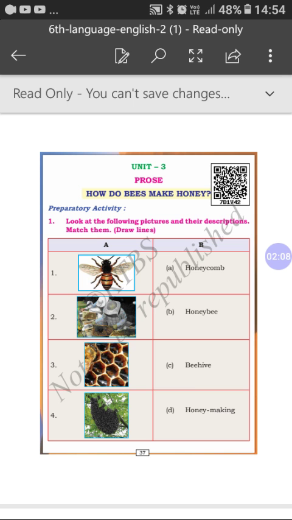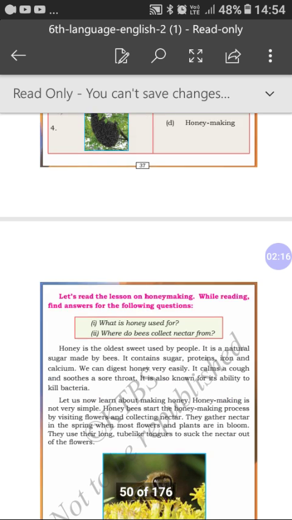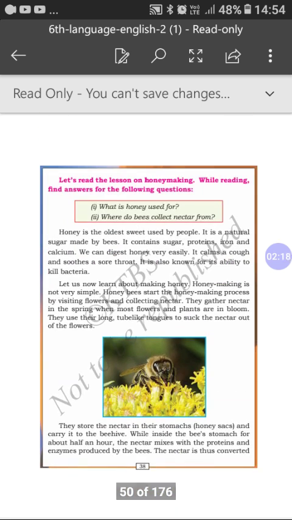Next question is where do bees collect nectar from? Nectar means the juice from the flowers. Finally, it will be prepared as honey. The juice the honeybees collect from the flowers is called nectar in the beginning. Later on, it is changed into honey. So let's find out the answer for these two questions in the textbook. Let's read the first paragraph.